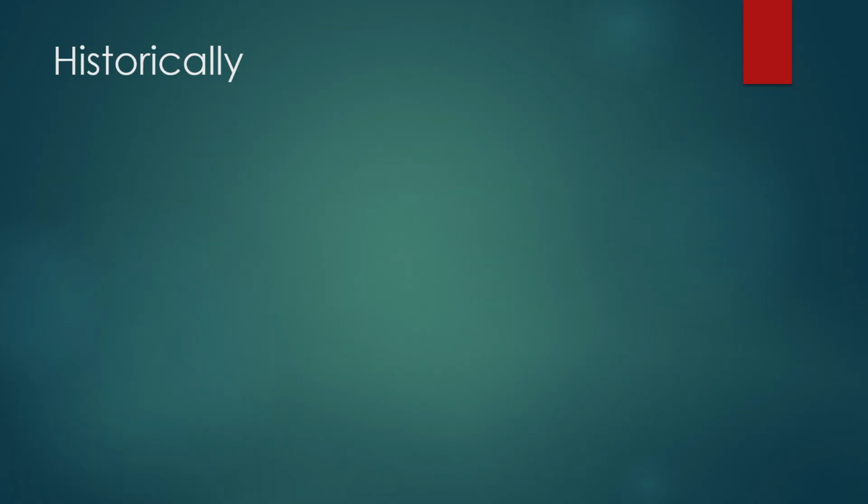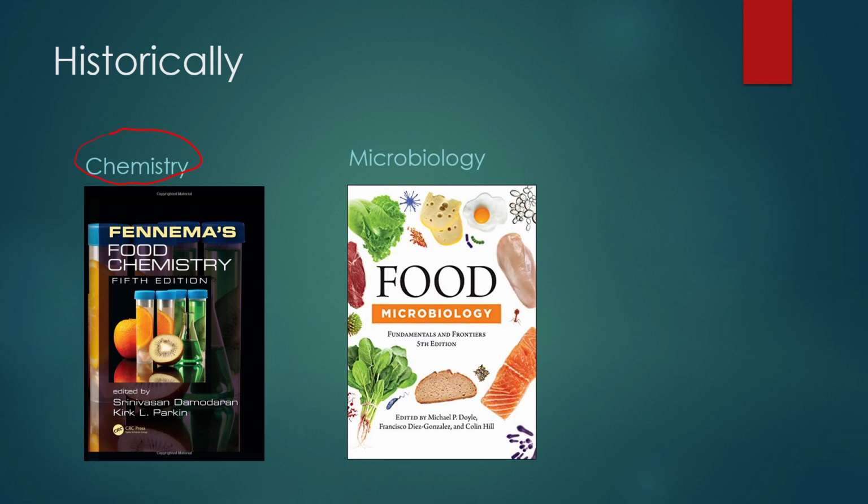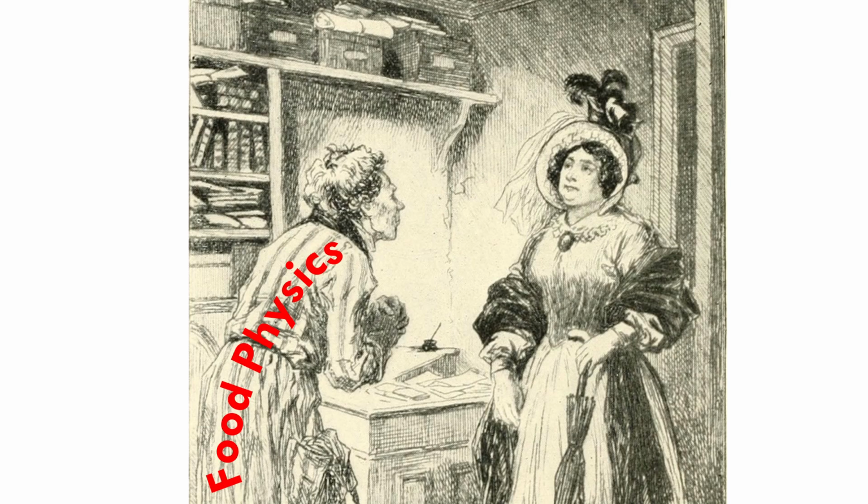It is something worth talking about because historically, food science means, for example, food chemistry and certainly food microbiology. But when it comes to food physics, things are not that well developed and organized. And so food physics has been sort of the poor cousin.